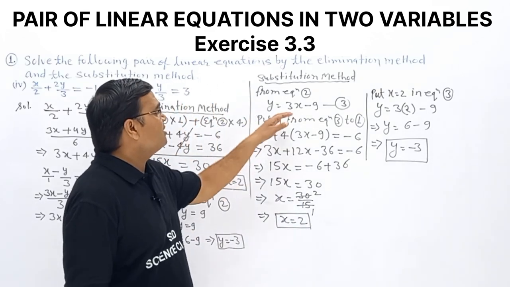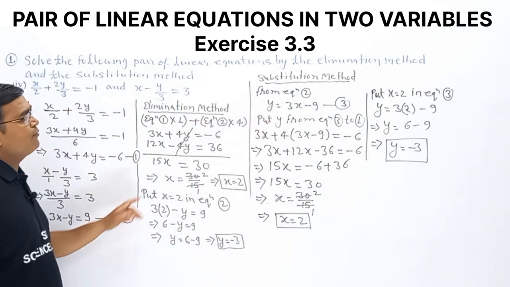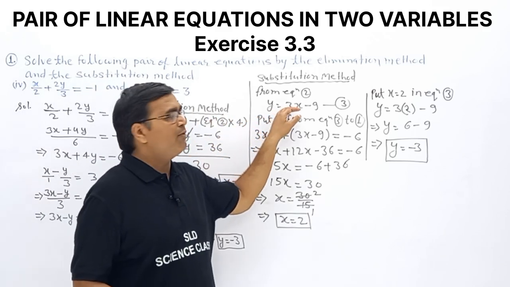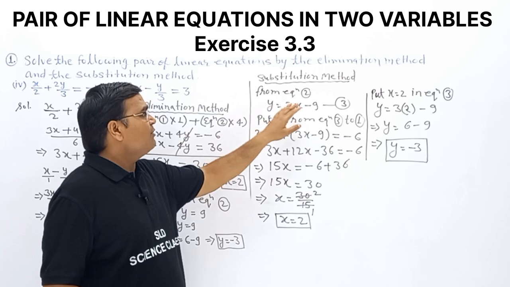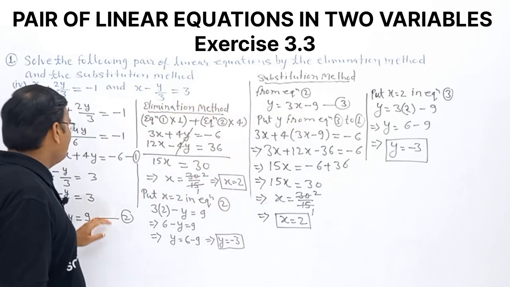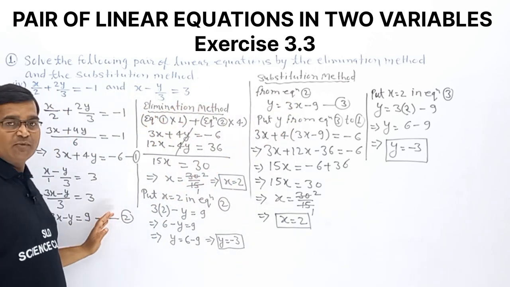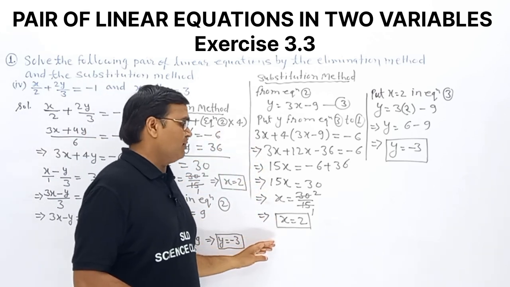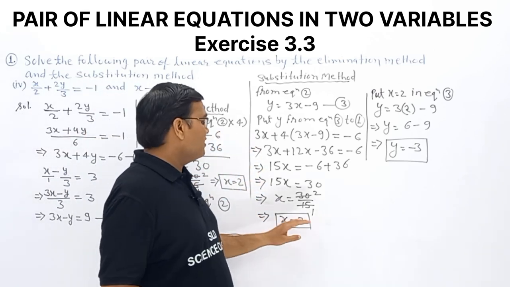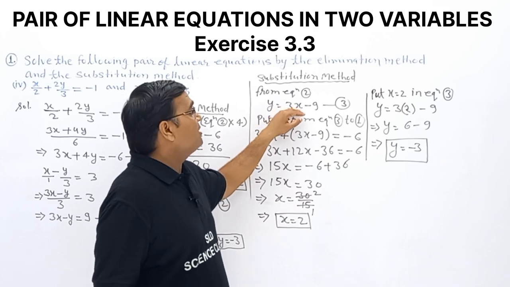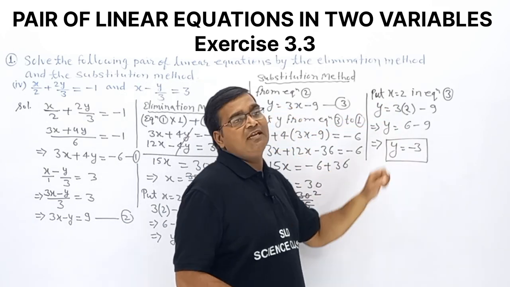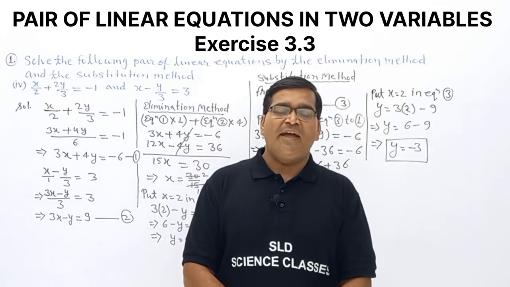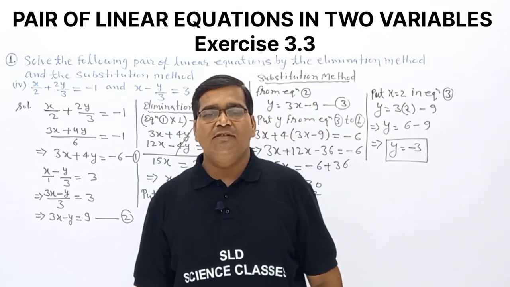In the substitution method, we use any one equation and solve for one variable. I am using equation number 2 and solving for the variable y, then we get this one. Then we will put this value not in equation number 2. Why? Because we obtained this one from equation number 2. So we put it in equation number 1 and solve for one variable. Then we get x equal to 2. Then we put this value into equation number 3, and then we get the variable y. So this is the process for finding the solution. I hope you understand this question.